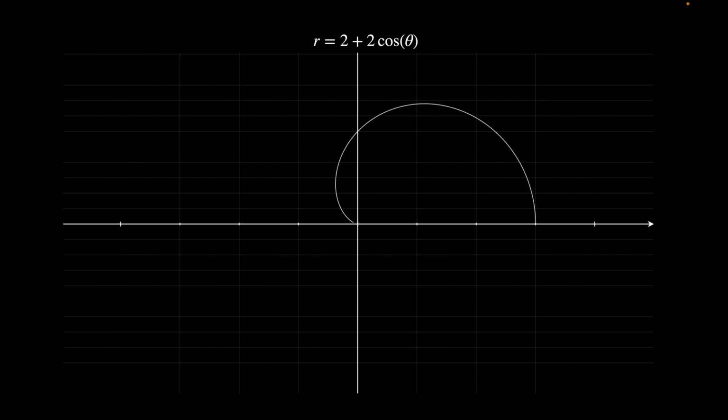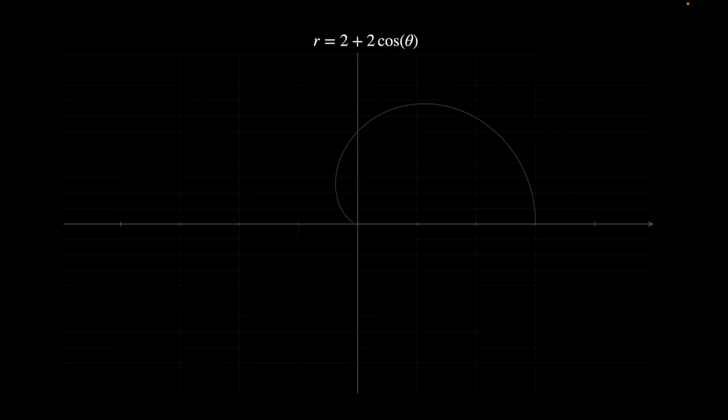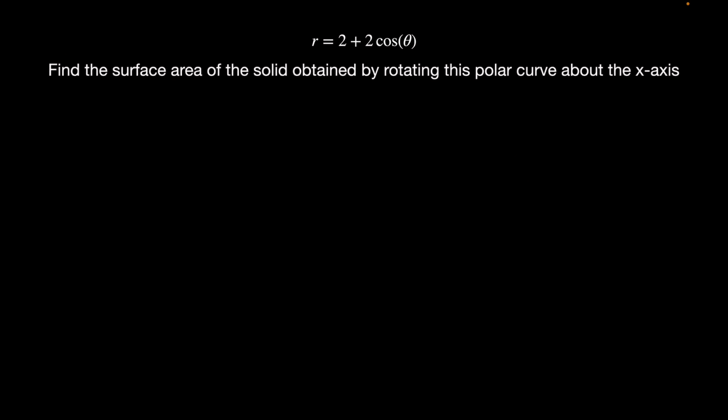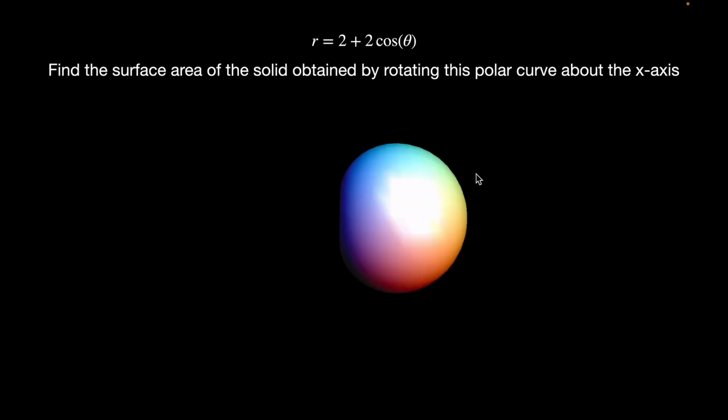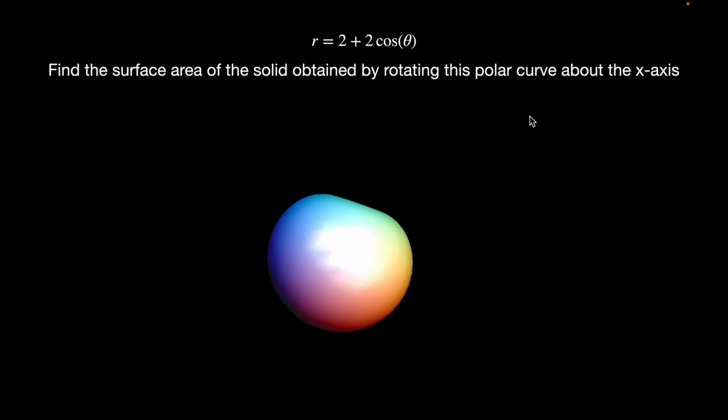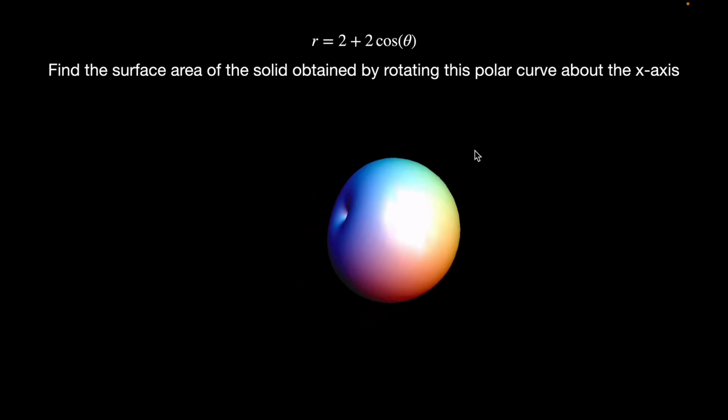But what I'm going to do today instead is take that region and rotate it about the x-axis. So I want to find the surface area of the solid obtained by rotating this polar curve about the x-axis. Basically, this surface here, I'm going to find the surface area of that surface.